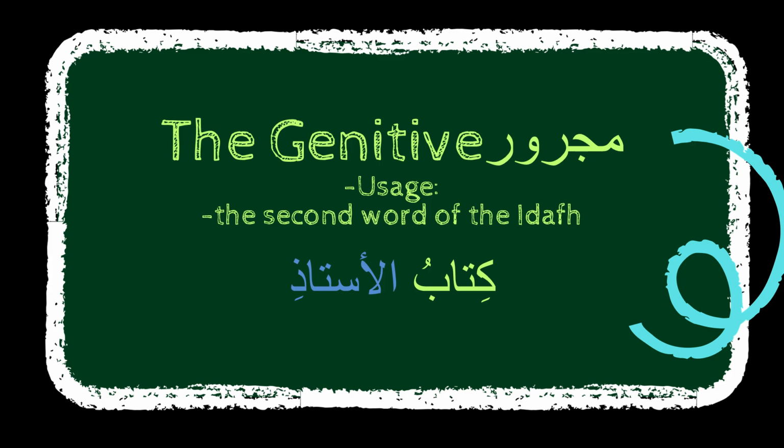The next use of the genitive or majroor is going to be the second word of the Idafa structure. So in this case, we have the sentence kitabu al-ustadi, which means the book of the teacher. Al-ustadi, this is the teacher. The second word of the Idafa is always going to have a kasra. It's always going to be majroor.